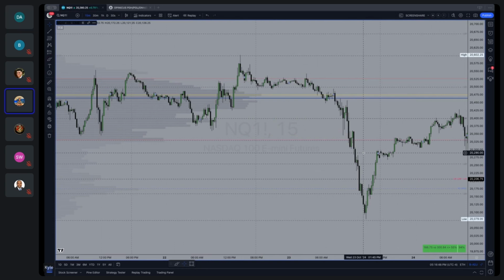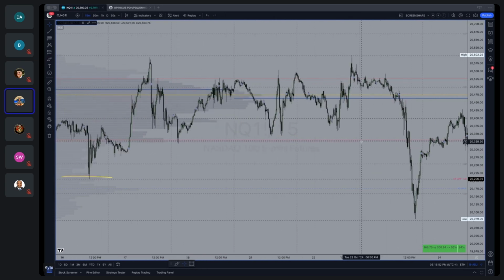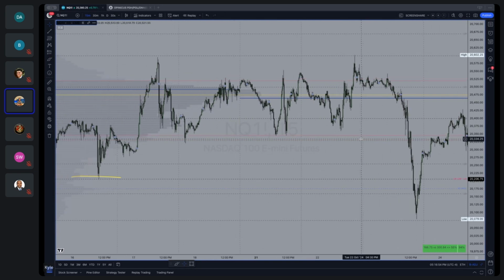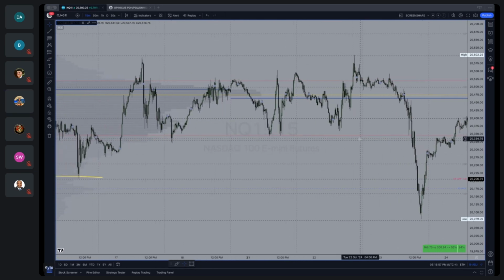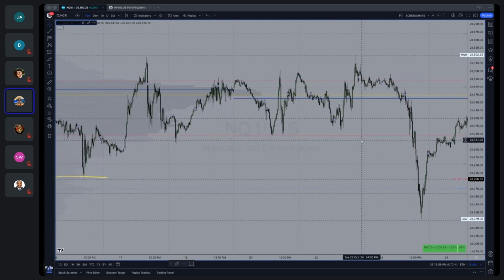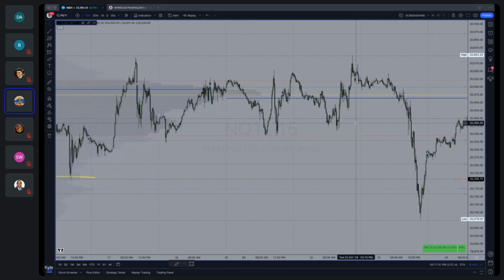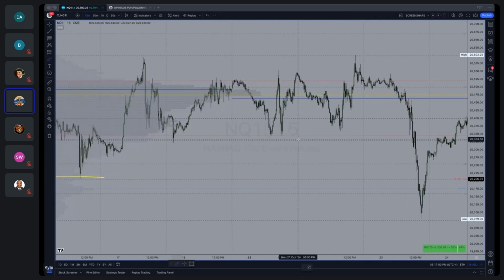The best thing I could say about this kind of action is, try and identify where the structure is actually breaking down, where we're coming from as far as the structure is concerned.